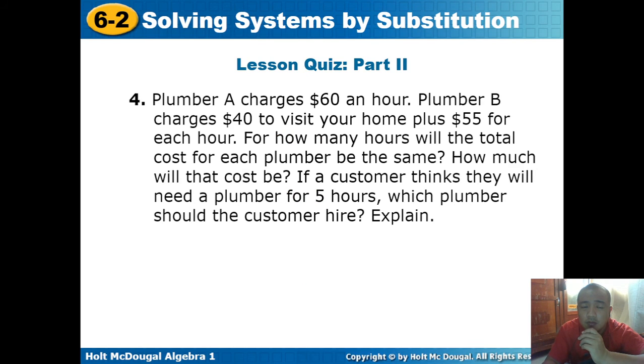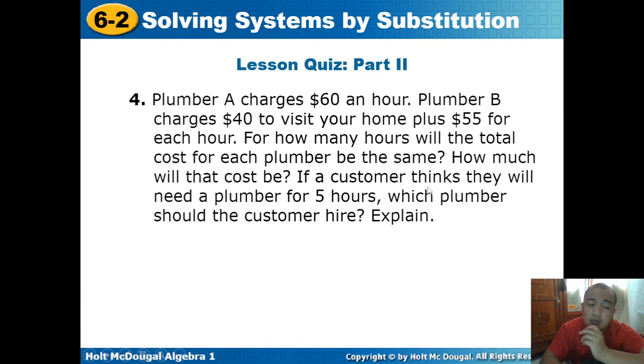And for part 2, answer this. Screenshot this part. Plumber A charges $60 an hour. Plumber B charges $40 to visit your home plus $55 for each hour. For how many hours will the total cost for each plumber be the same? How much will that cost be? If a customer thinks they will need a plumber for 5 hours, which plumber should the customer hire?